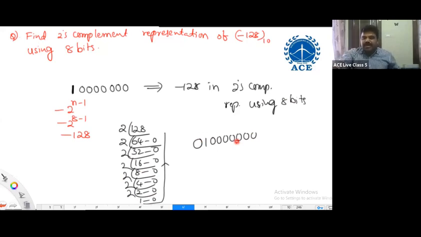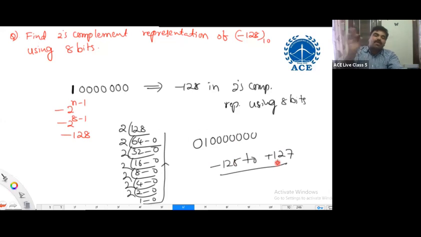Then you will be getting a doubt. Plus 128 is not possible using 8 bits, then minus 128 also not possible. That is a wrong perception. The range of 8 bits is minus 128 to plus 127. Using 8 bits, the most positive number is plus 127, but the most negative number is minus 128. Plus 128 is not possible using 8 bits. Minus 128 is possible using 8 bits.